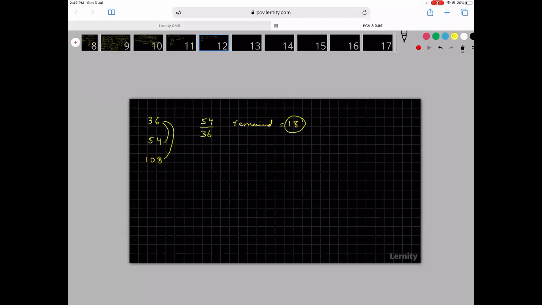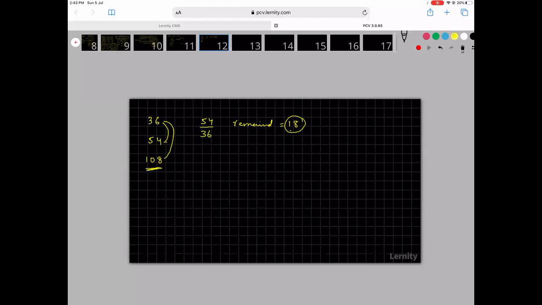This is the same as the subtraction technique that we are using. Every time you subtract them, so this is the same technique as the subtraction technique that you are using. 108 is divisible by 18, so the HCF of these numbers is 18.